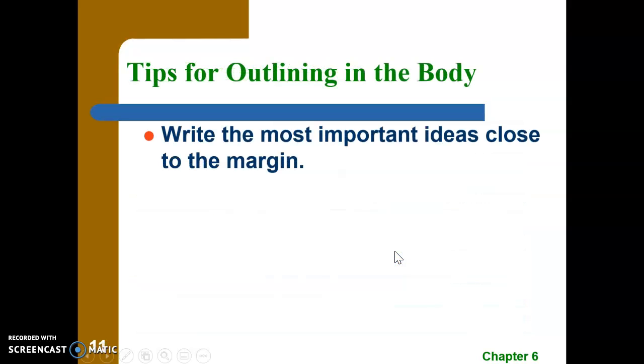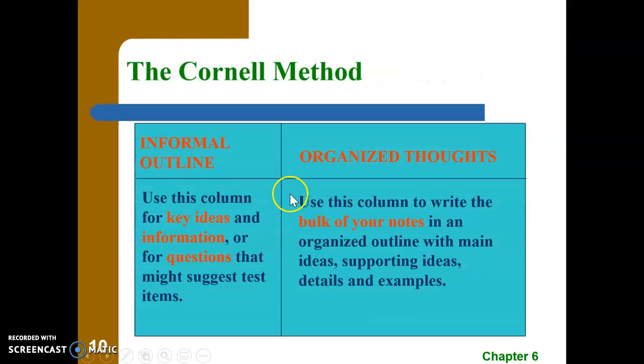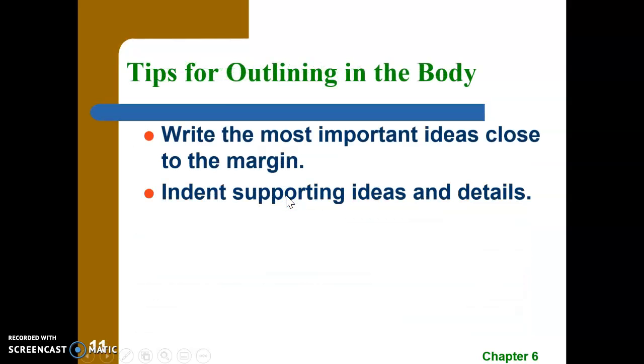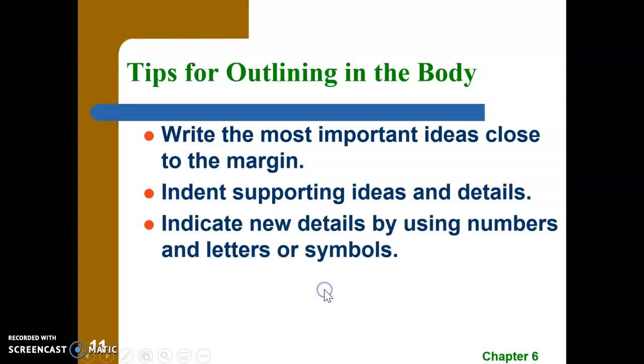So here are some tips to outlining in our body. We want to put our most important ideas close to the margin. Again, I'm going to go back to view this, but our main ideas would be close to this left margin. Then we would indent our supporting ideas to go underneath our main ideas. We want to indicate new details by using a number or a letter or a symbol. You just need to figure out what works best for you. I tend to use dashes and dots when I'm writing my notes. I might sometimes write letters or numbers. Again, it depends on what my notes consist of.